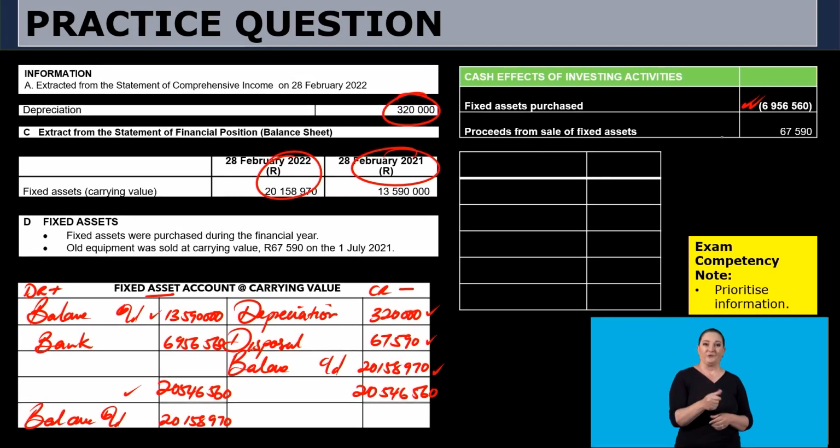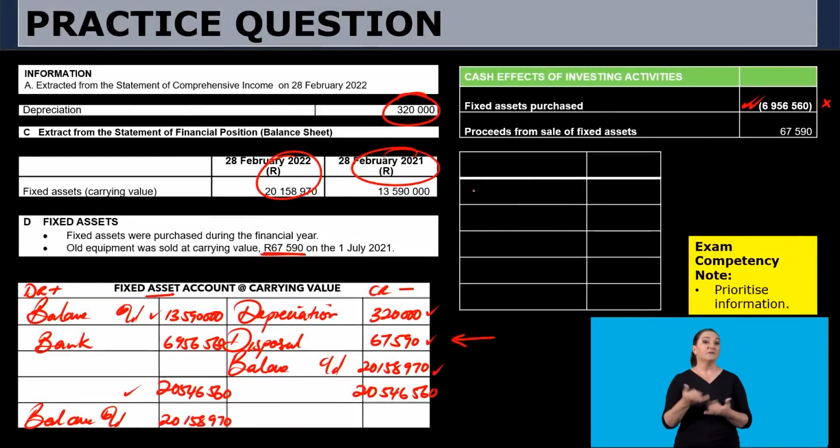All right. And then for the proceeds from fixed assets, we simply take the amount from the disposal. That is the amount there given. But there is another way of getting again this 6,956,560. Some may call it the five-finger method, the five-finger approach. This is an extract of your note number 3.